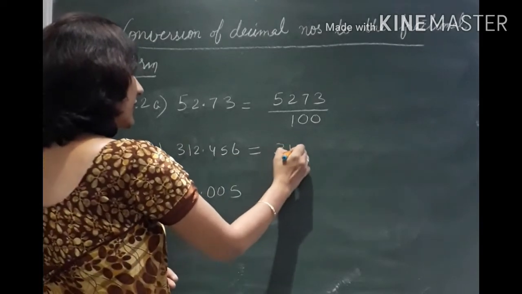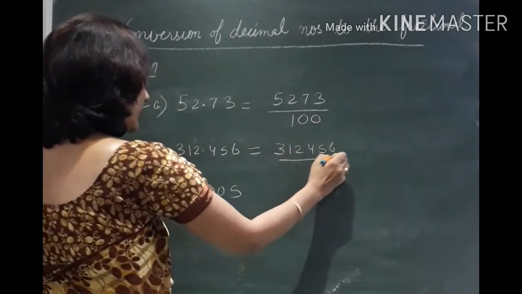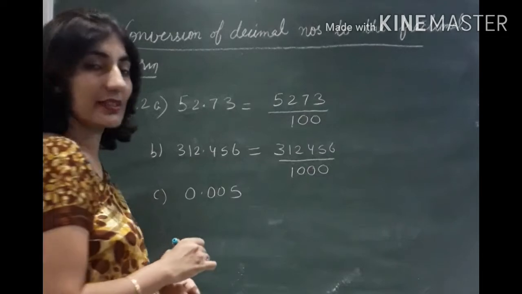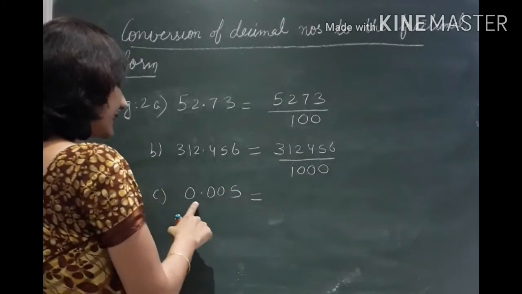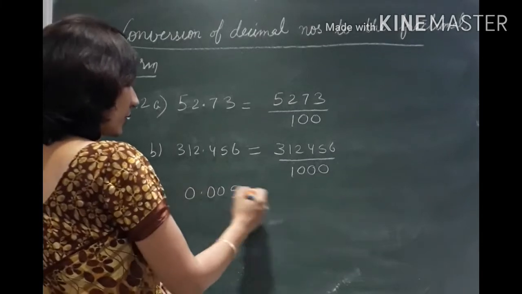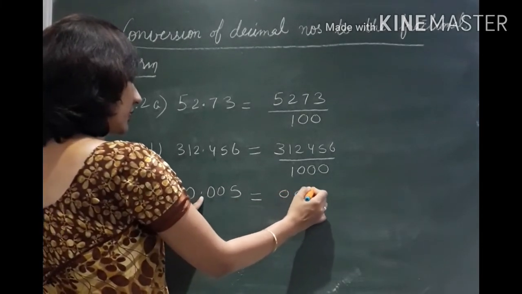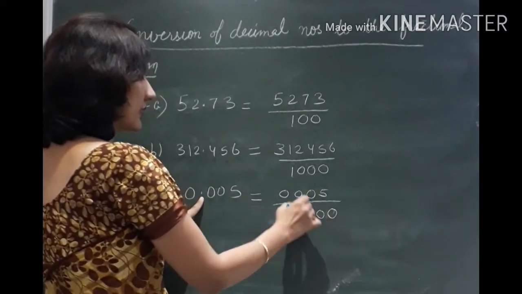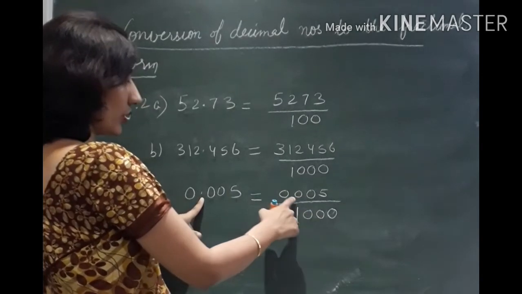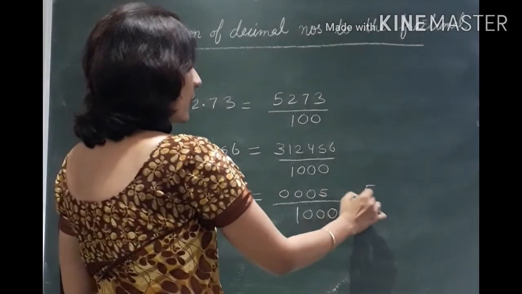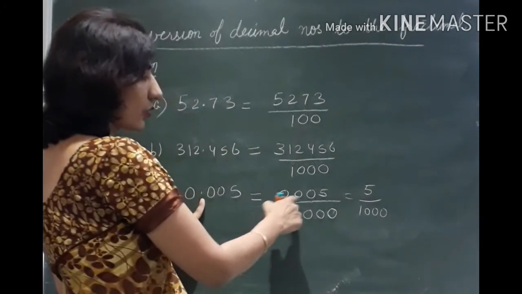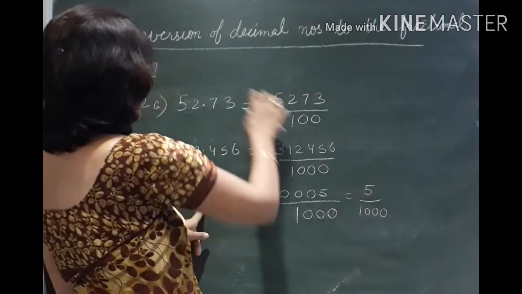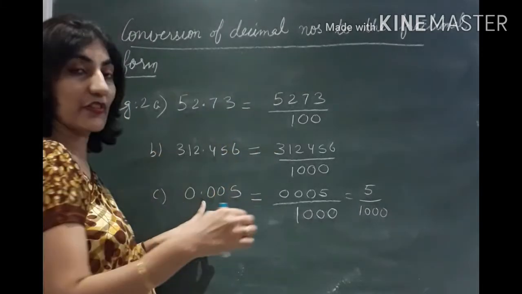Next is 312.456. So 312456 upon, after the decimal there are 1, 2, 3 digits. So 3 zeros, 1, 2, 3 and 1. It means 1000 will come in the denominator. Then next is 0.005. So remove the decimal, 0005 upon, after the decimal 1, 2, 3 digits, 1, 2, 3 zeros. 1 followed by 3 zeros. This numerator can be written as 5 upon 1000, because these zeros, as you know, have no meaning. 0, 0, 0, 5, they have no meaning. So I can write it as 5 upon 1000. So this way we can convert a decimal number to fractional form.